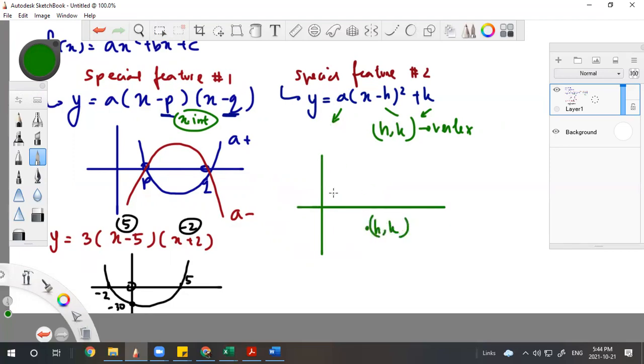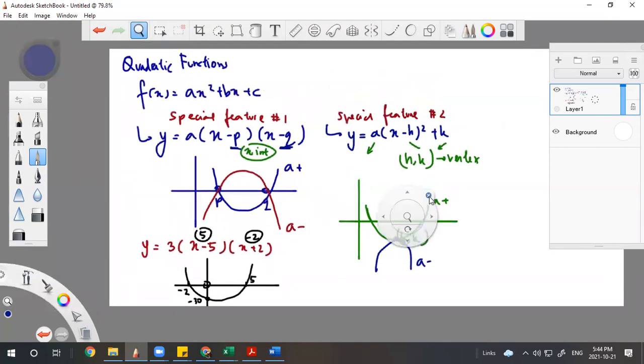If a is positive, it will be like this, okay, for a positive. If a is negative, it will be like this. Because this is the h comma k, for negative, right? So that's the special feature number 2. And the third special feature is no special feature at all. This is the third special feature.